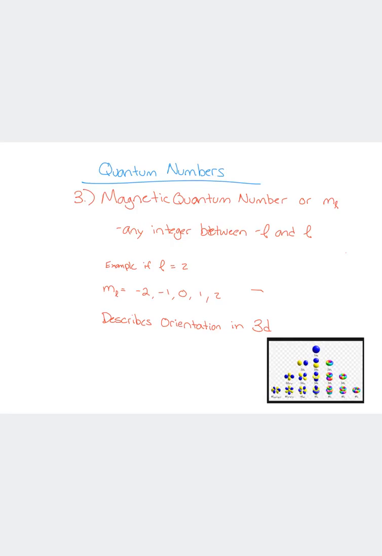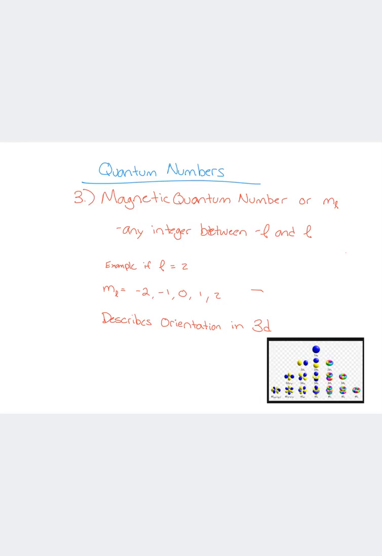So to give an example, if we had an n of 3, to find our L, we would have 3 minus 1, so we'd have an L of 2. So the numbers between negative 2 and 2 are negative 2, negative 1, 0, 1, and 2. These numbers help to describe the orientation of our orbitals, the size and shape that we've already seen, but how they are arranged in the 3D space.